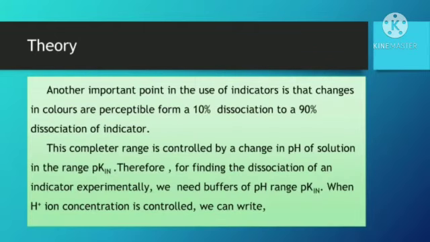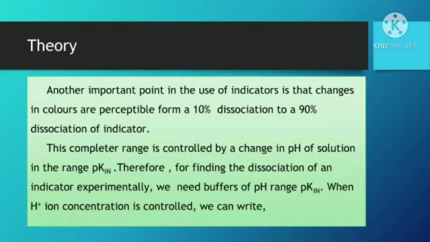The dissociation constant of the indicator is given by this expression. If the concentration of indicator in a solution is C mole per liter and its degree of dissociation is alpha, then the degree of dissociation can be shifted not only by changing the concentration of indicator but also by changing the pH, that is the H ion concentration of the solution. The pH changes are possible by using appropriate buffer solution.